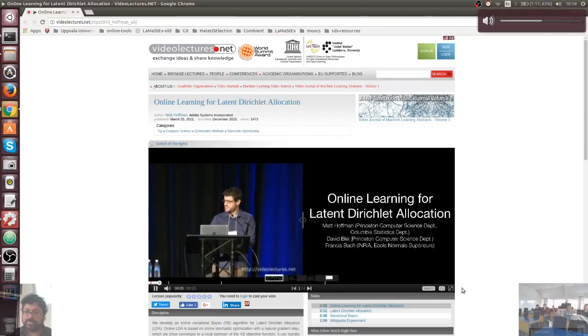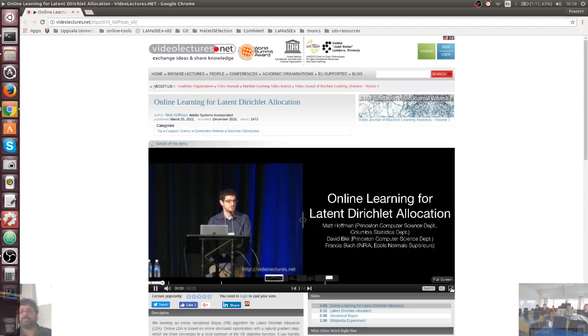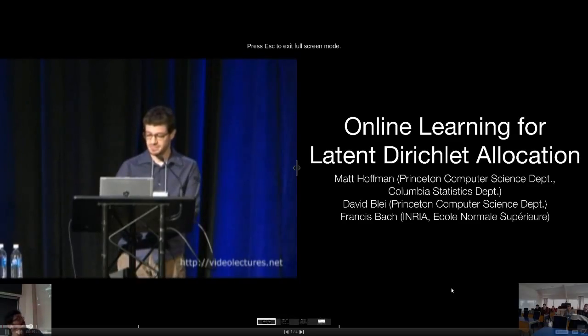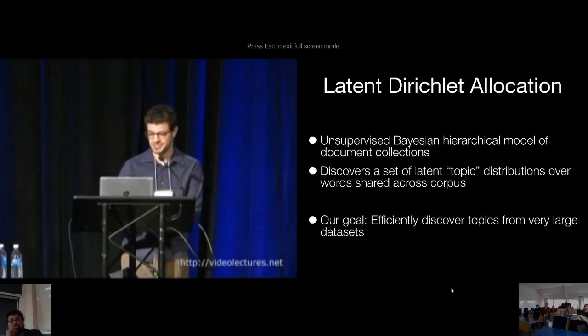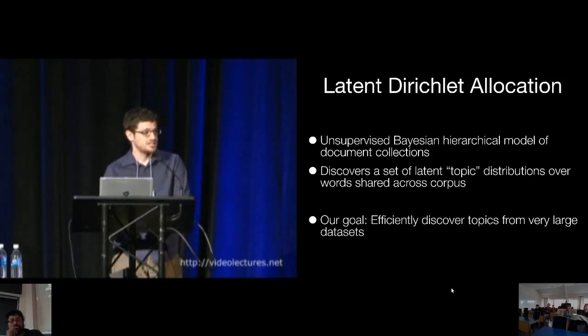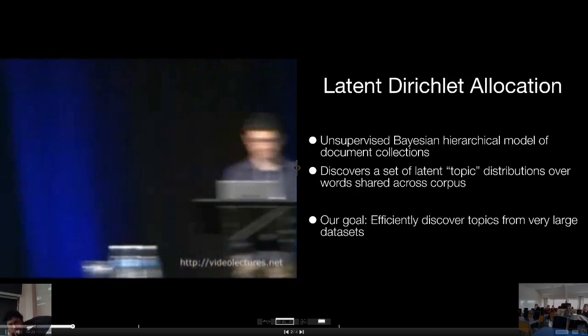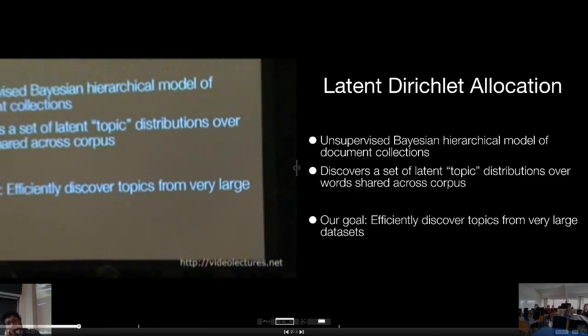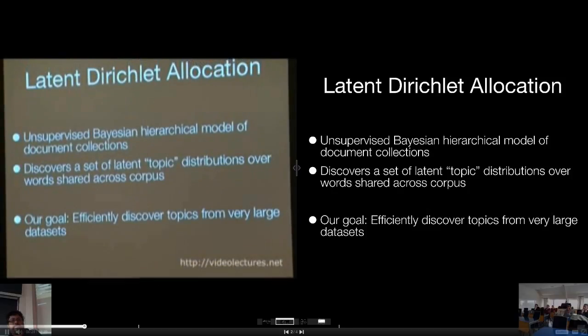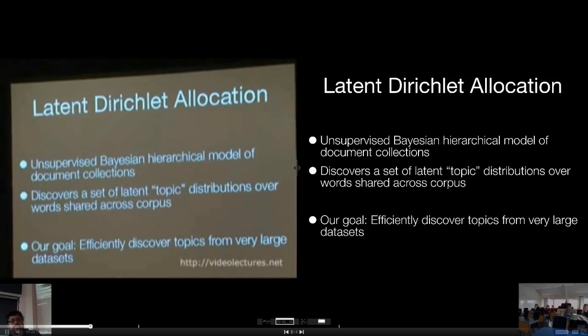So I'm going to be talking about a new fast learning method for fitting topics in the topic model latent Dirichlet allocation. So latent Dirichlet allocation, or LDA, is a hierarchical Bayesian topic model. It's a model of document collections, and the way it explains the variation in a set of documents is in terms of the set of latent topic distributions, which are basically just distributions over the vocabulary in the corpus.